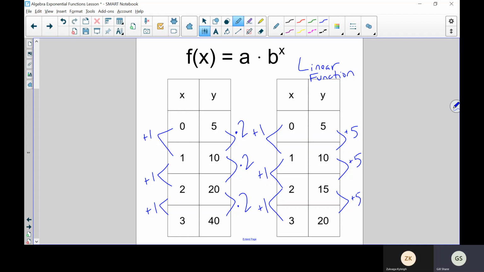All right, so guess what we're going to say over on this table then? That's going to be exponential. So what's our first part though? The pattern in the y values? X values will always be based on addition. So that'll never change. The pattern in the y values.